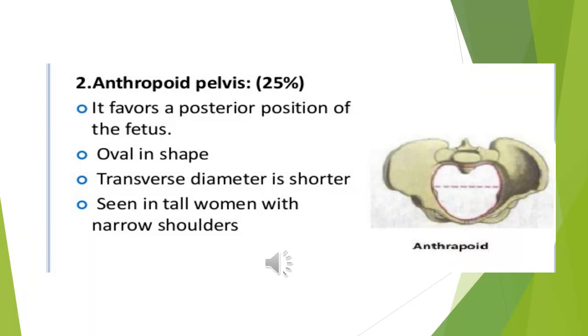The conjugate diameter is greater than the transverse, but the subpubic angle and the greater sciatic notch are wide. It is oval in shape, this type of pelvis. It favors a posterior position of the fetus, and it is seen in tall women with narrow shoulders.